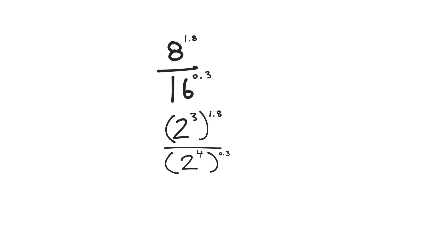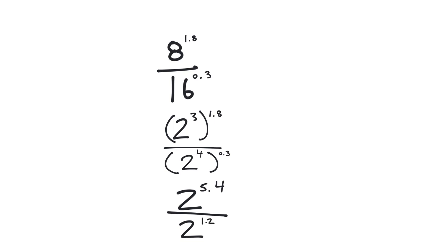Now, we have 2 sets of powers that can also be simplified. On the top, I see brackets with 2 exponents. So we can use exponent laws to multiply the 3 with the 1.8. And we can do the same thing on the bottom. We're going to multiply that 4 with the 0.3. And I'm going to get 2 to the power of 5.4 on the top, divided by 2 to the power of 1.2.